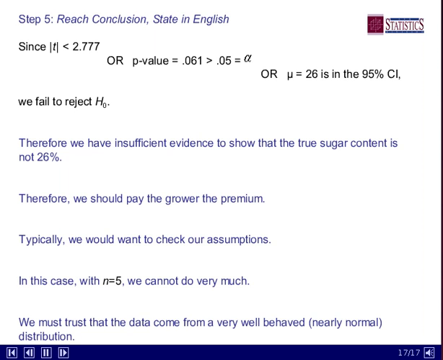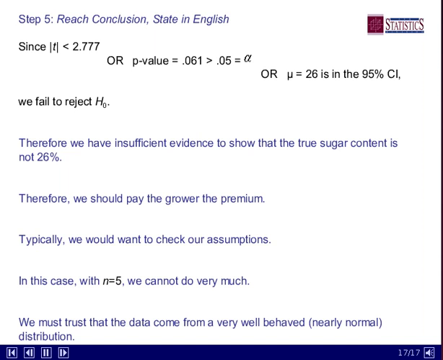Typically, we would want to check our assumptions and verify that everything is okay, but with n equal to 5, such a small sample size, there's not a lot you can do. So we're just going to have to trust that the data come from a well-behaved or nearly normal distribution. Again, well-behaved mainly means single-peaked and reasonably symmetric.